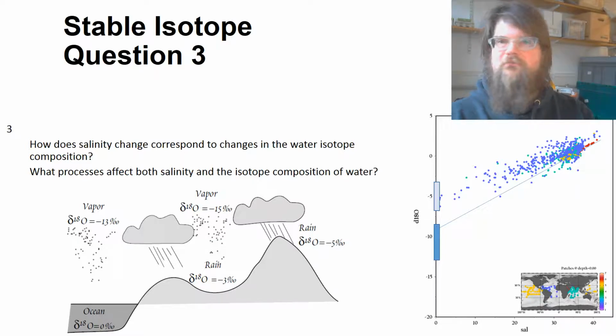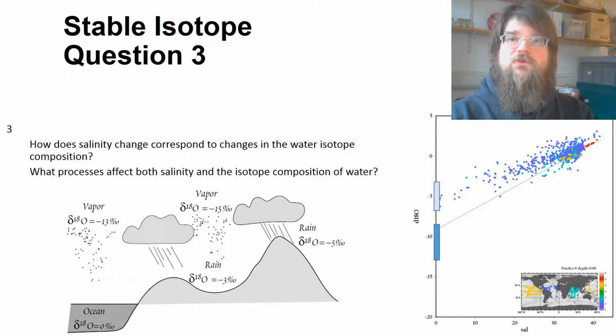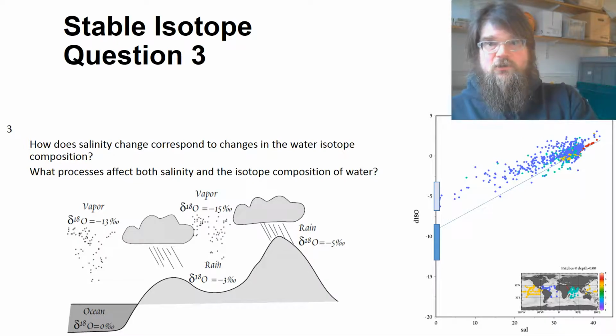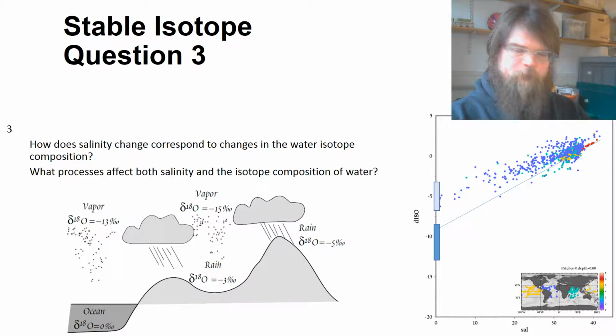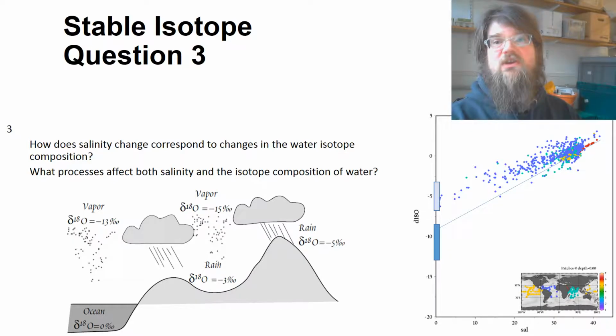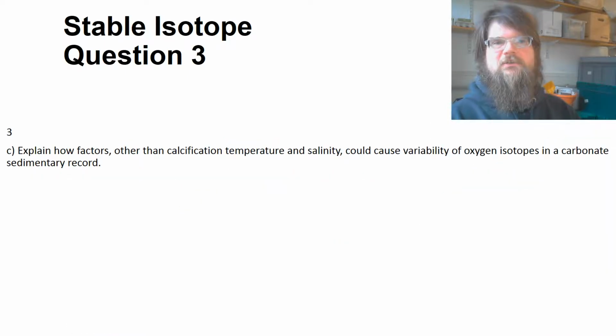So if we have different changes in salinity, that will affect the oxygen isotopes of the water, which will then lead to a different oxygen isotope ratio being preserved in the carbonate, even if the temperature is the same and the fractionation between the water and the carbonate is the same. So that's what we were looking for, and that's what would have got super mega bonus marks.